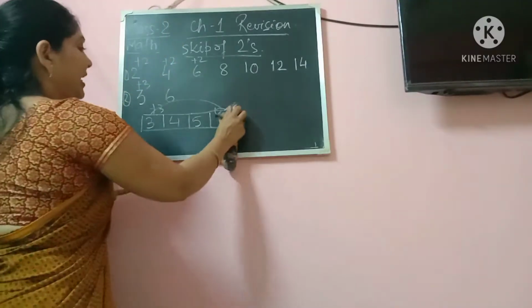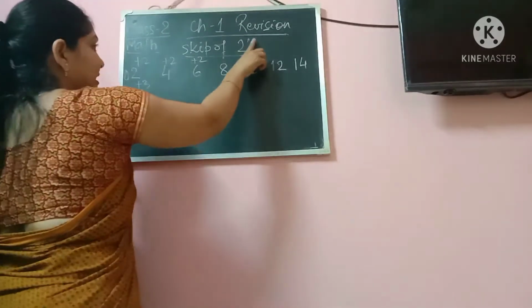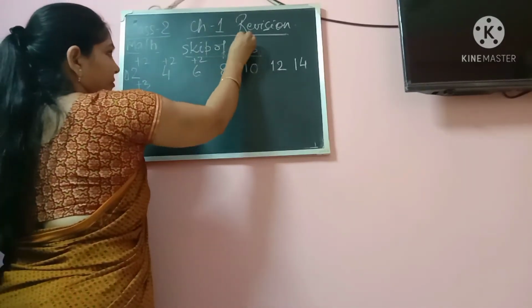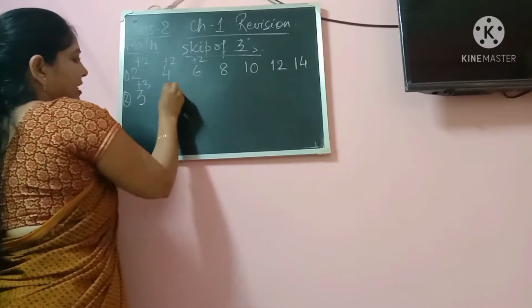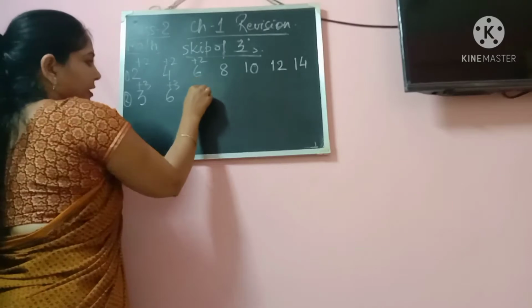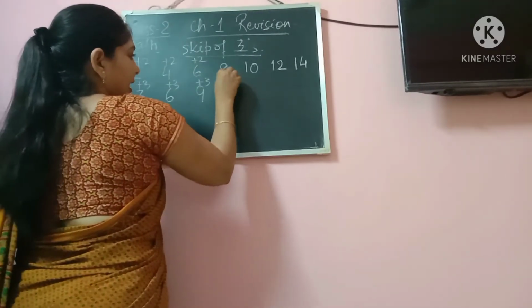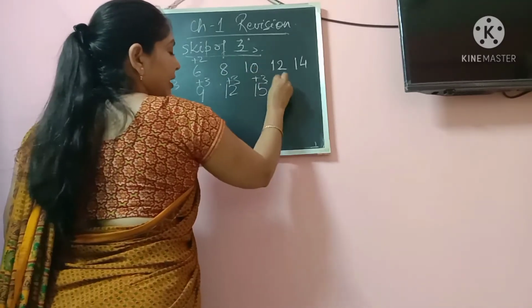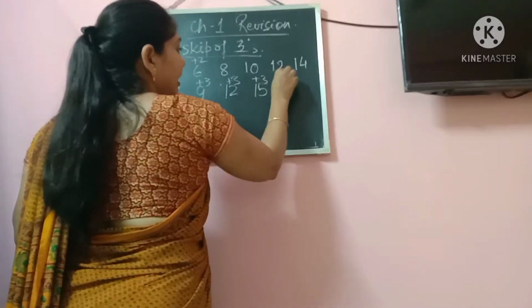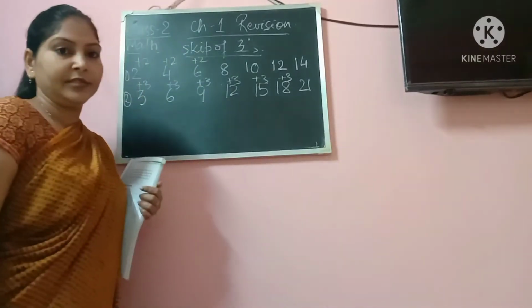Okay, so our next pattern is skip of 3's. Second pattern, skip of 3's. So the next number will be 6. Again I am adding 3 here, 9. Again I am adding 3 here, 12. Again 3, 15. Again 3, I am getting 18. Again 3, I am getting 21, and likewise.